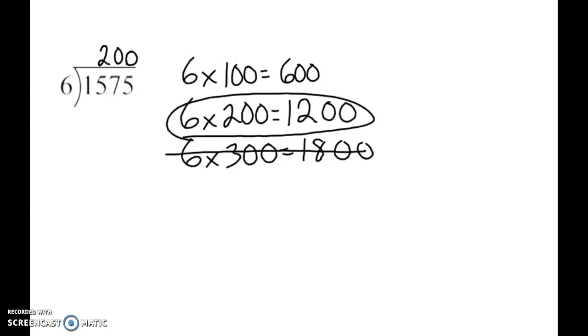200 equals 1,200. Now if we subtract that, 5 minus 0 is 5, 7 minus 0 is 7, 5 minus 2 is 3. Now we've got to figure out how many groups of 10 we can take out to get us close to 375. Well, we know that 6 times 10 would be 60. We know that 6 times 20 would be 120. We know 6 times 30 would be 180. So let's start there.